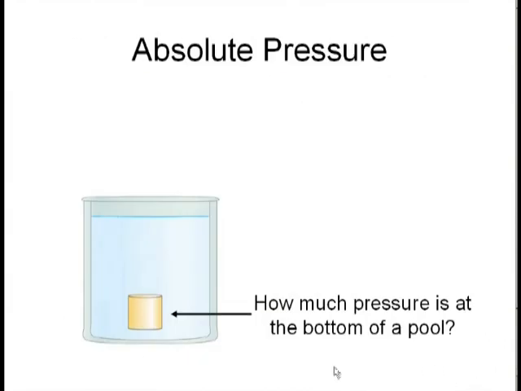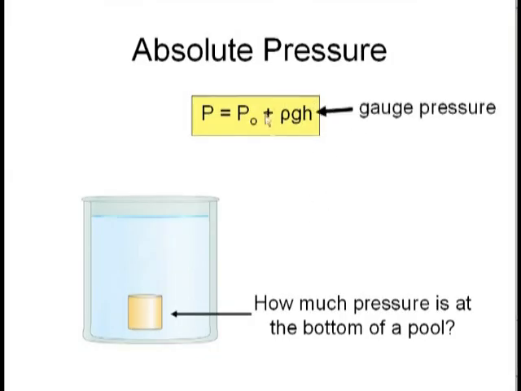So absolute pressure: when you're down at the bottom of the swimming pool, not only do you have the weight of this much water on top of you, but you have the weight of this much atmosphere on top of you. So the absolute pressure is the sum of both of those. The weight that we calculate for the water is called the gauge pressure, and this is the atmospheric pressure, P naught. So we call this the absolute pressure, the sum of both of those.